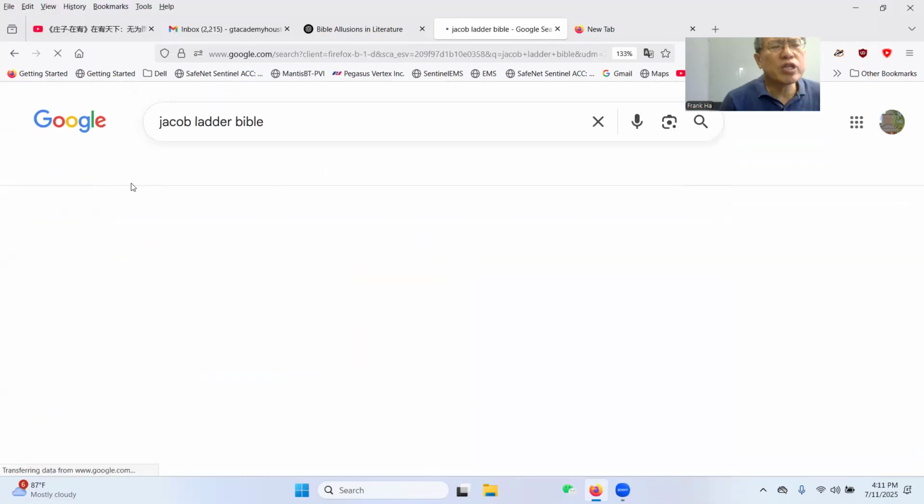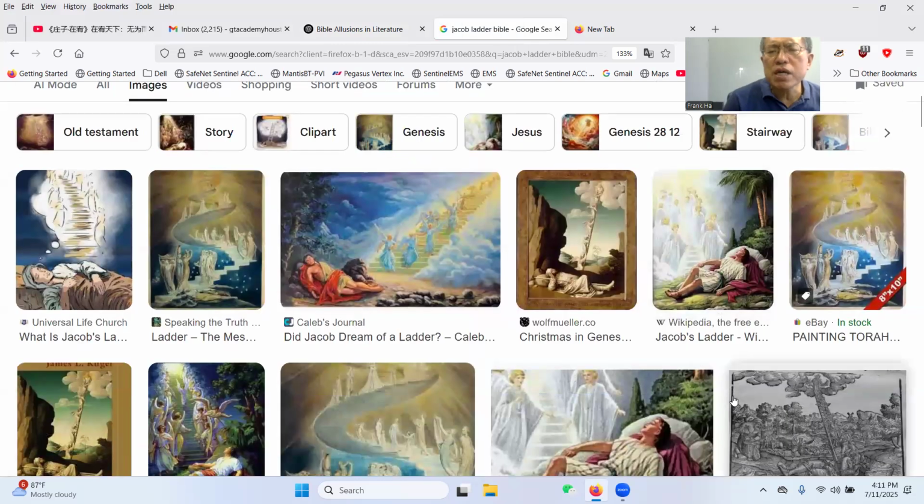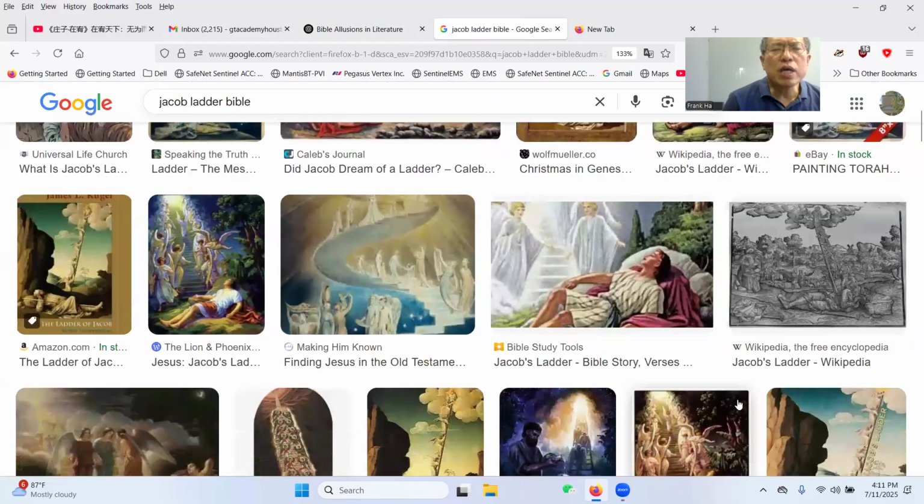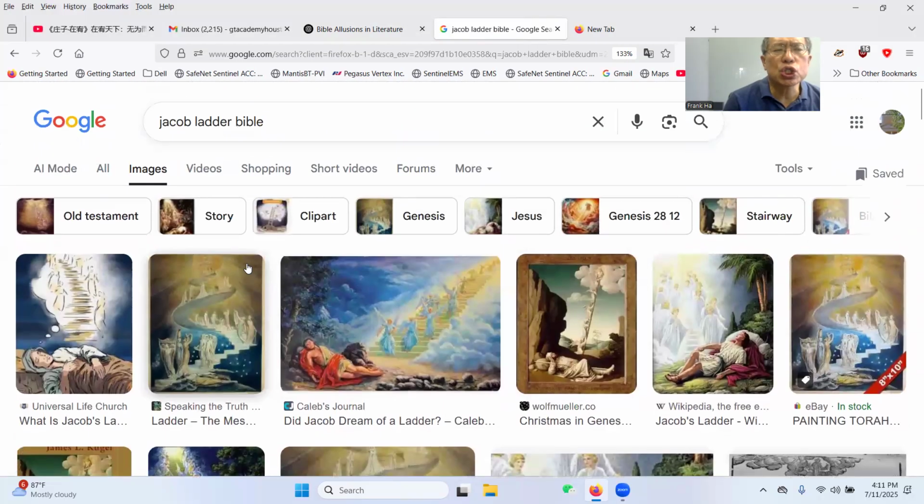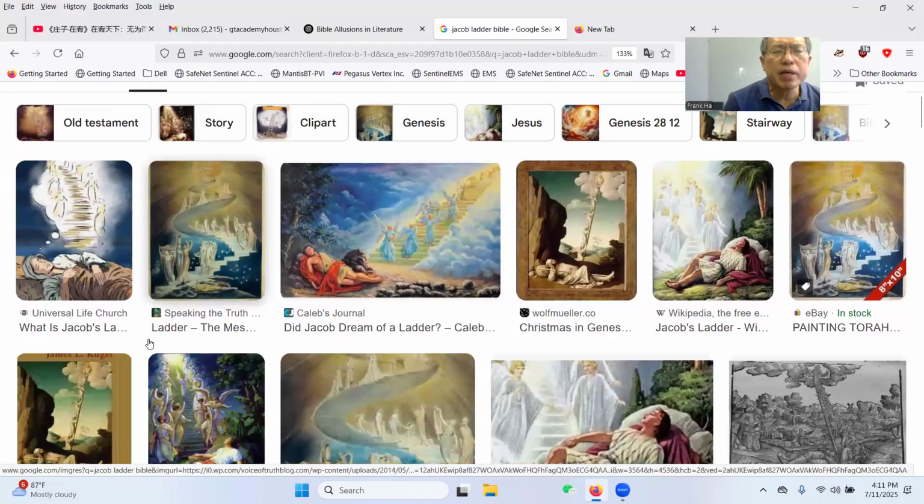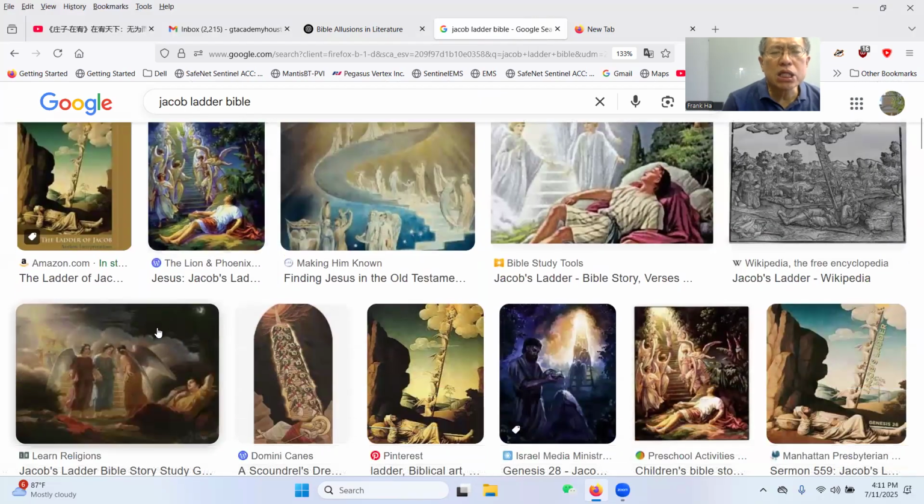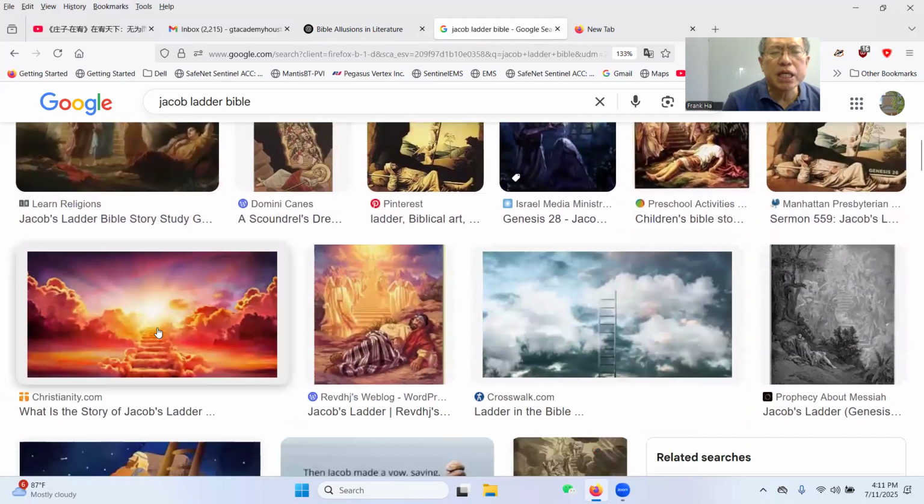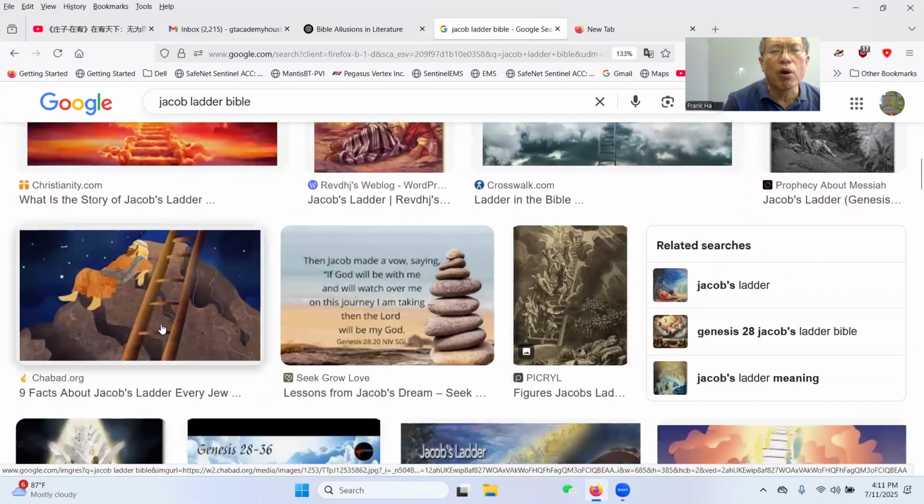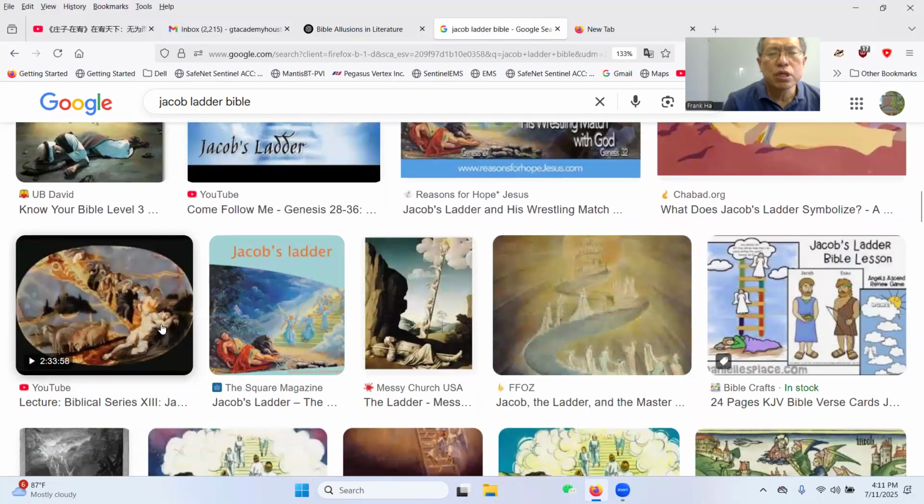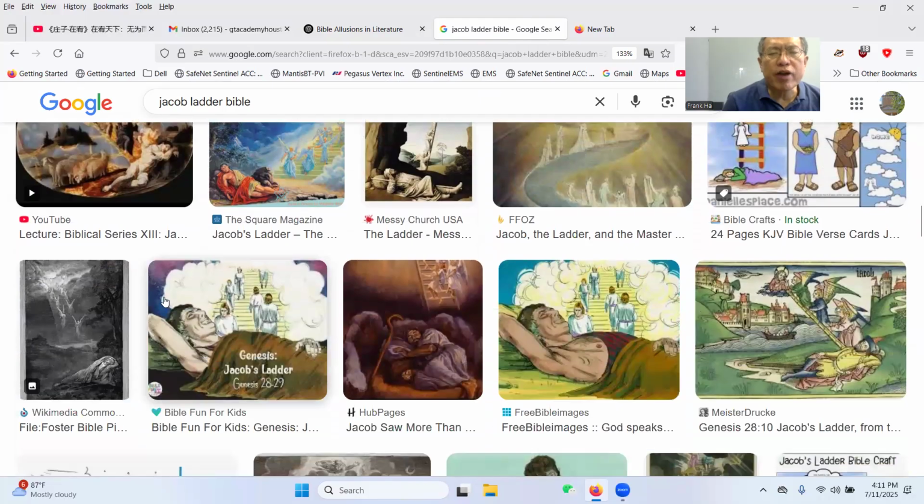So out of this image, there is so much. Look at these pictures, right? If you don't understand this story from the Old Testament, you cannot understand this masterpiece literature and its moral influence, especially on the Western psyche.